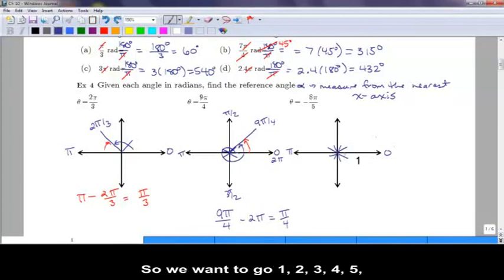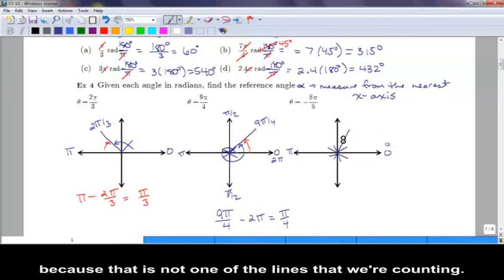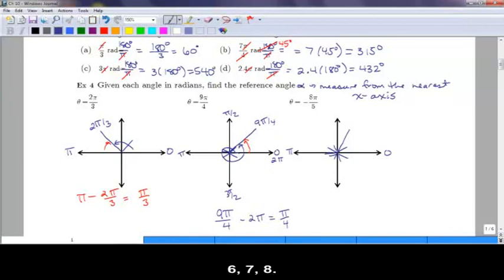So we want to go 1, 2, 3, 4, 5 would get us back to the line because that's 5 fifths. And then 6, 7, 8. Again, you want to make sure you ignore the black y-axis here because that is not one of the lines that we're counting. Okay, so we've gone 1, 2, 3, 4, 5 is right here, 6, 7, 8. And this is negative 8 pi over 5.